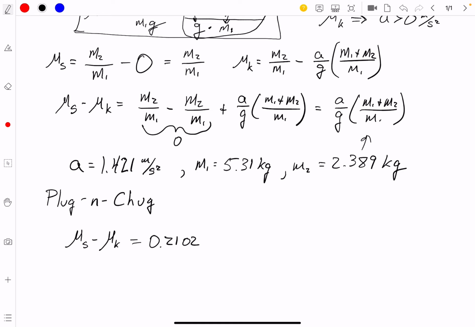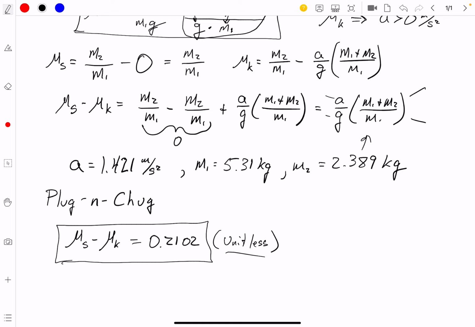0.2102. Now I want you to know mu is what? Unitless. And you can also see that it's unitless because acceleration over acceleration, mass over mass, has to be unitless. So we're unitless, and this is my answer for problem number 3.